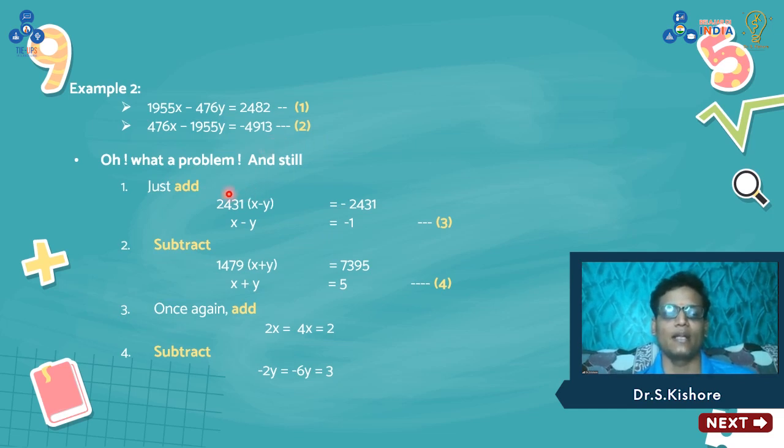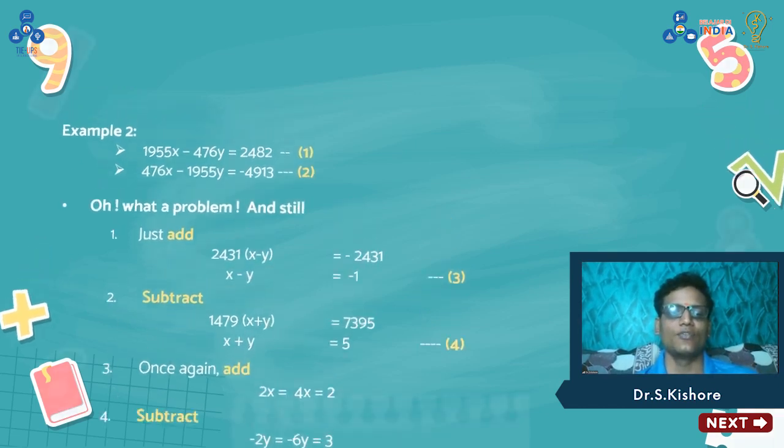So when I am adding, what happens? 2, 4, 3, 1 is a common number. Taking the common number, it cancels, x minus y equals minus 1. Simple equation. And I am subtracting these two. When I subtract these two, x plus y equals 5 I am getting. Now once again, what will I do? Once again I will do Vedic mathematics. This is equation 3, equation 4.